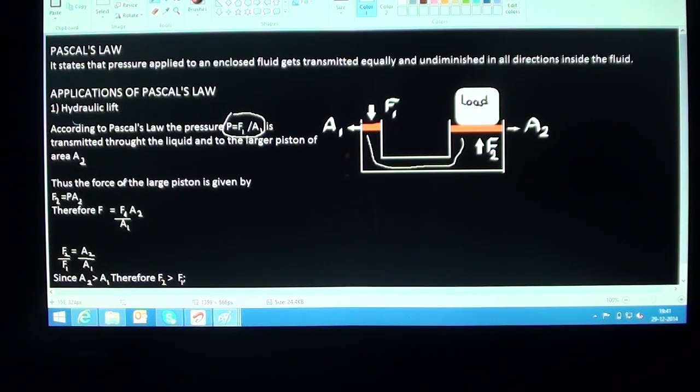Thus, the force on the large piston is given by F2 is equal to P into A2. The pressure P remains constant because it gets transmitted equally. Therefore, F2 is equal to F1 by A1 into A2. Now cross multiplying, we get F2 divided by F1 is equal to A2 divided by A1. Since A2 is greater than A1, F2 is also greater than F1. This large force F2 can be used to lift or carry heavy objects like cars.